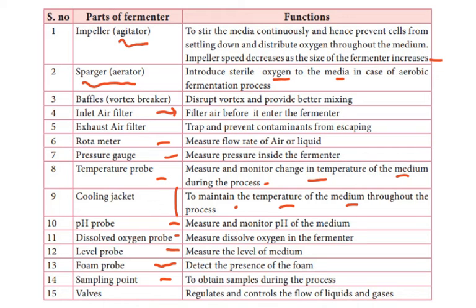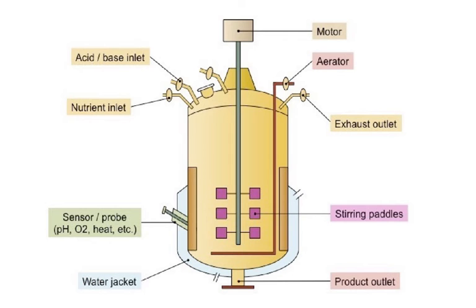Then a sampling point to obtain samples during the process to check whether there's any contamination or not, or whether we should stop it, clean up the whole fermenter and start it all again. Then there are valves which regulate and control the flow of liquids and gases. Another very simple basic design, I like this diagram very much. It has a product outlet, stirring paddles, exhaust outlet, aerator, motor, acid base inlet, nutrient inlet, a sensor probe for pH, O2, oxygen, heat, etc., and a water jacket.